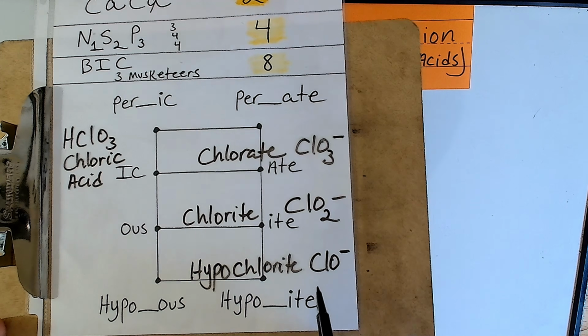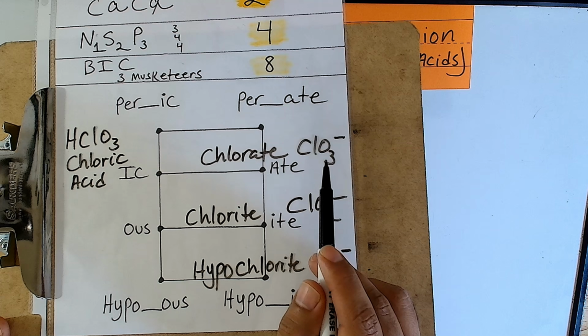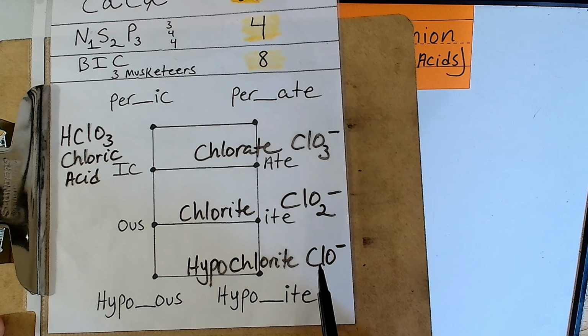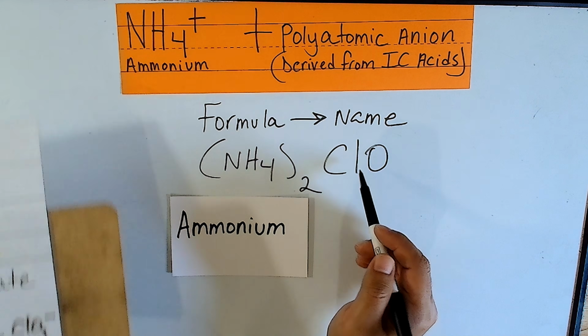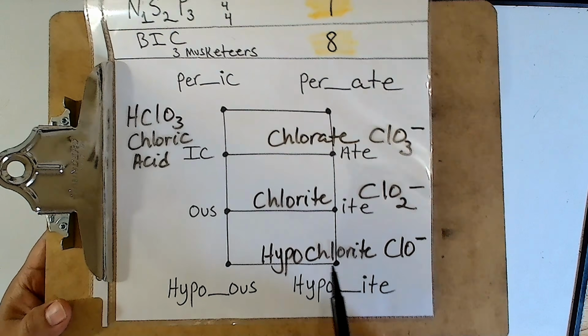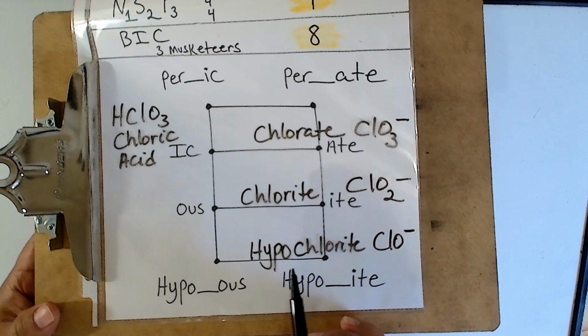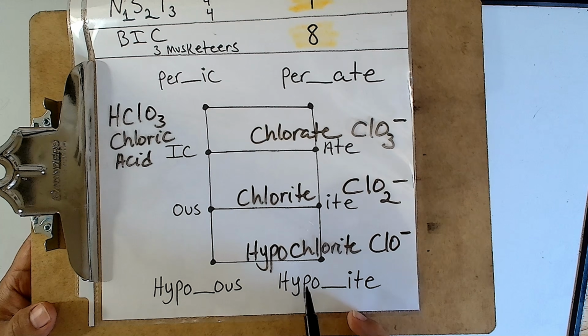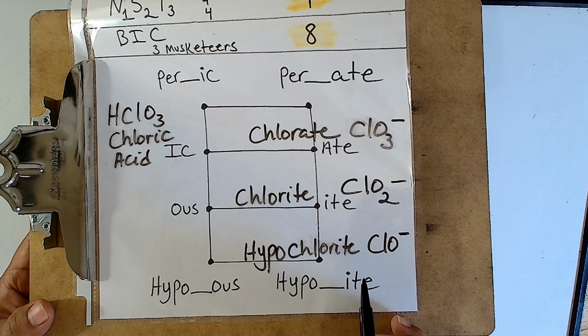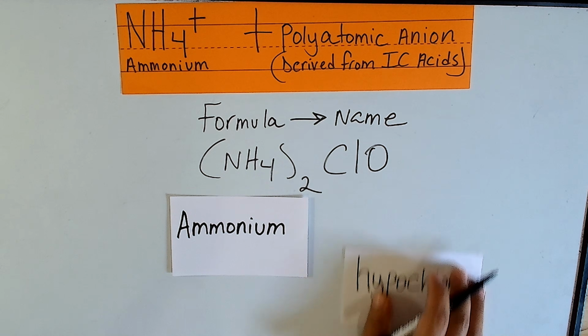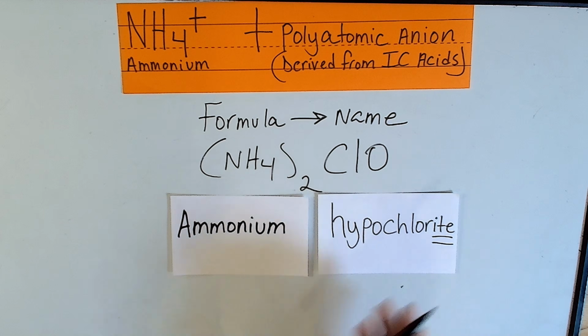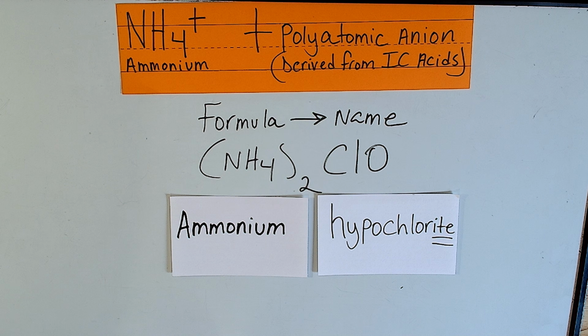As you're going down, the number of oxygens is reducing by 1 every time. Eventually, you will find this anion when you go all the way down, and that anion is going to have the prefix of hypo and the suffix of ite, so you should have hypochlorite for the anion. Therefore, the chemical name is going to read ammonium hypochlorite.